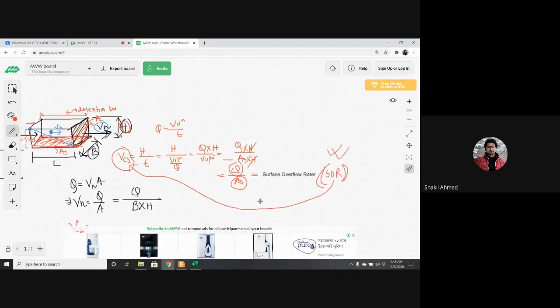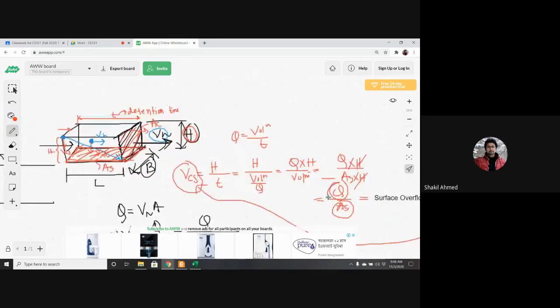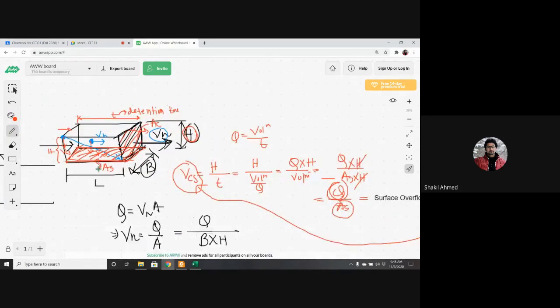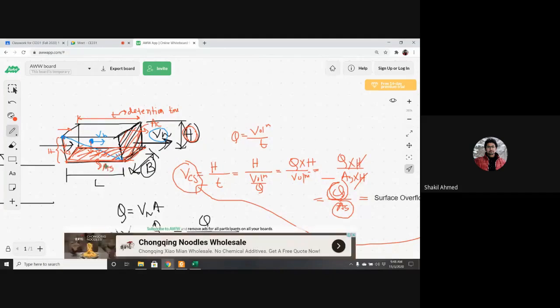What does this mean? This means discharge per unit surface area. H over T. That means how the water is filling out vertically, surface overflow, and then it will overflow the surface. Overflowing the surface, that is surface overflow rate. Okay.